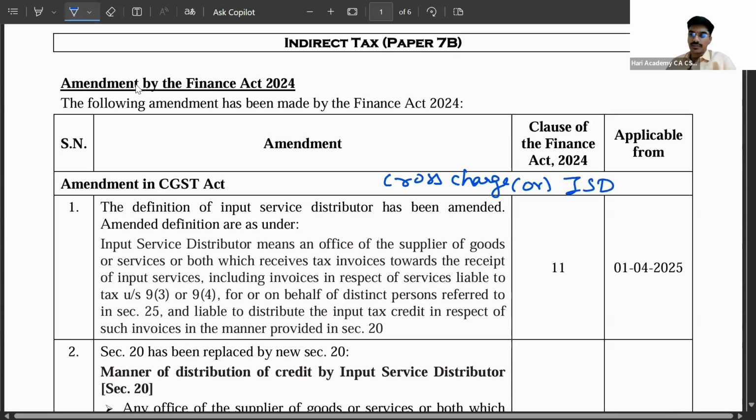But now they have done away with this cross charge concept, and whatever it is, you have to do it through ISD. So just to give you an overview of what this cross charge or ISD is, assume for example, I have a company A and Co. I have totally 24 branches across the country. My head office is located in Chennai.